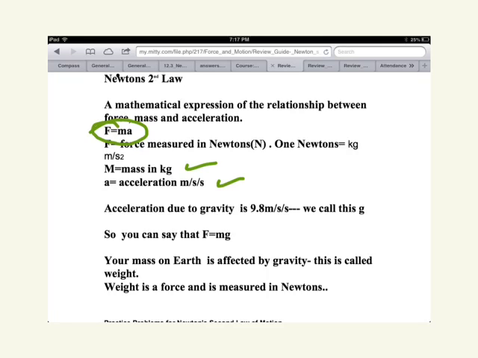Acceleration due to gravity we call g. On Earth, g is measured at 9.8 meters per second squared. So we can say that on Earth, objects are subject to an acceleration of 9.8 meters per second squared. And we can change Newton's second law of motion to read F equals mg. The thing to remember is that your mass on Earth is affected by gravity, and we call this our weight. In everyday language, we tend to use the word weight incorrectly. Weight is not mass. Weight is the combination of the effect of acceleration due to gravity on our mass.